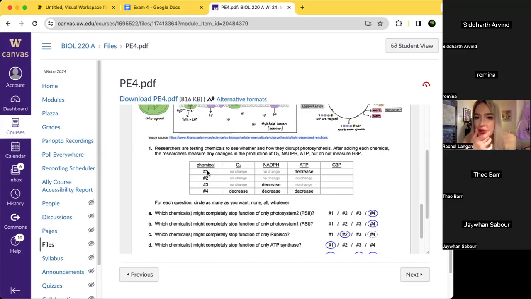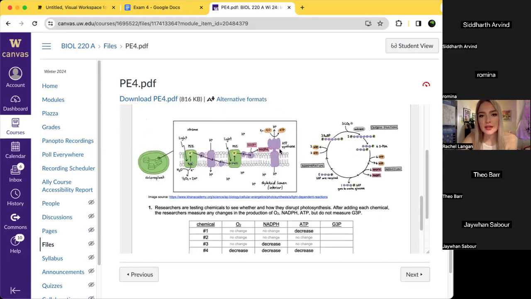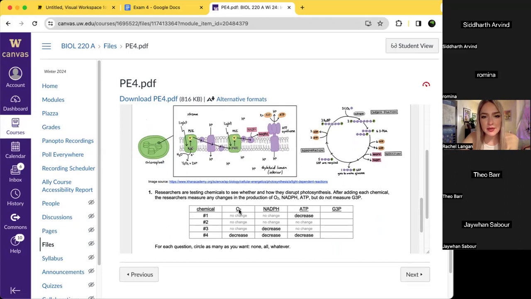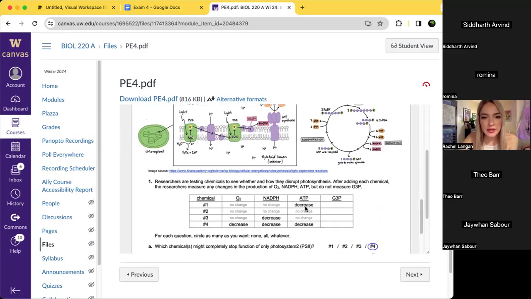So if it's only Rubisco, it's nothing to do with these light reactions. It's something to do with the Calvin cycle. So we should be able to still make ATP, make NADPH, and produce oxygen. All of those should be fine if we mess up this enzyme here in the Calvin cycle. So I'd expect this to be fine, this to be fine, this to be fine.